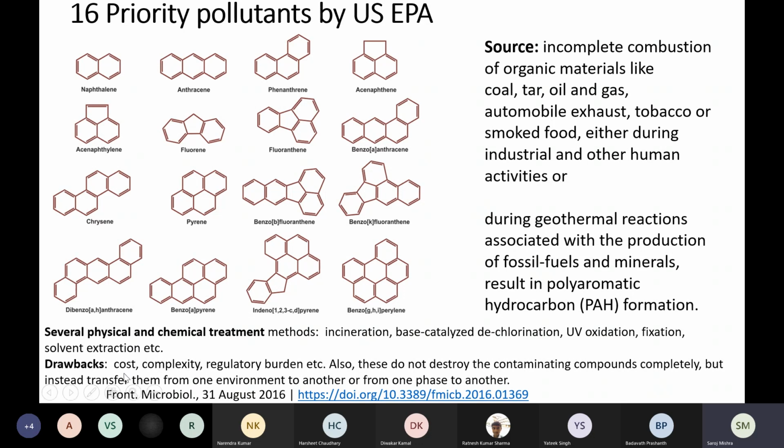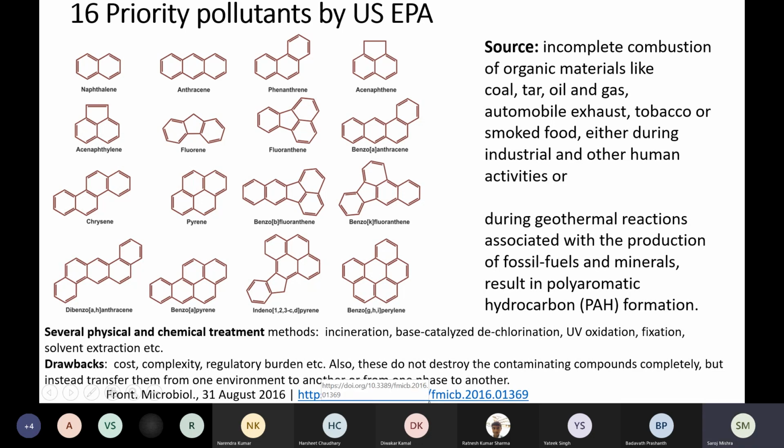Okay, so people have tried many of these physical and chemical treatments, but the drawbacks are that they are extremely expensive and complex to carry out. They carry with them the regulatory burden because they also result in accumulation of several other things which are equally bad. Also, they do not destroy the contaminant compounds, but instead transfer them from one environment to another. That is, it could be in a solid environment and it is changed into a liquid environment, or you could be changing them from one phase to another, from organic phase into aqueous phase.